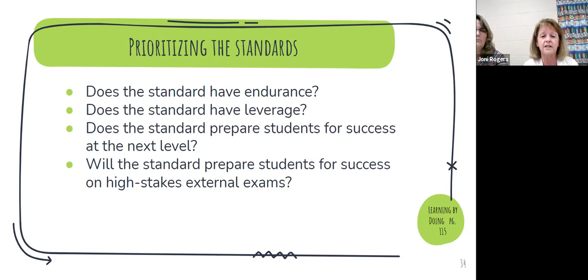The next one, does the standard prepare students for success at the next level? So that means, has the standard been identified as an essential prerequisite skill in the next course or grade level, which I touched base on already. When we visit with those first grade teachers, we want to get more bang for our buck again. We like that phrase because since we're only choosing, say, 5 standards, we want to get the most out of them. And the next is, will the standard prepare students for success on high stakes external exams?